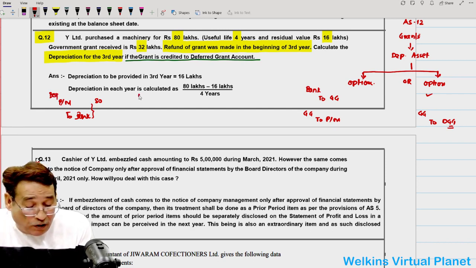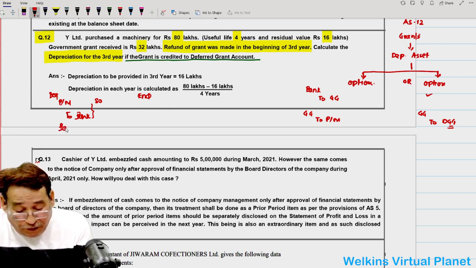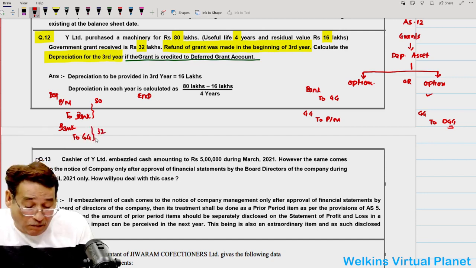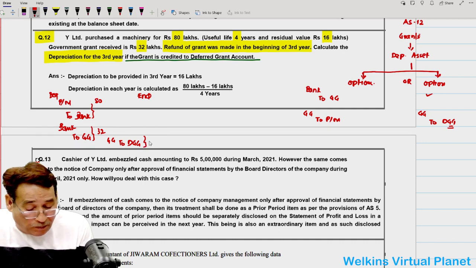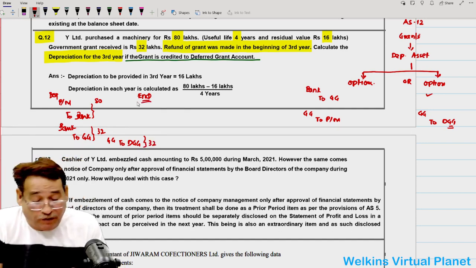When you reach the end of the first year, what entry are you going to pass? You are going to provide depreciation, obviously. But before that, you have received the government grant. We will write the entry: bank account debit to government grant account, and we received the amount equal to 32 lakh. But we did not credit it to the asset. Instead, we credited it to deferred government grant. So I will write another entry: government grant account debit to deferred government grant account, in the beginning of the first year. Now I will reach the end of the first year.